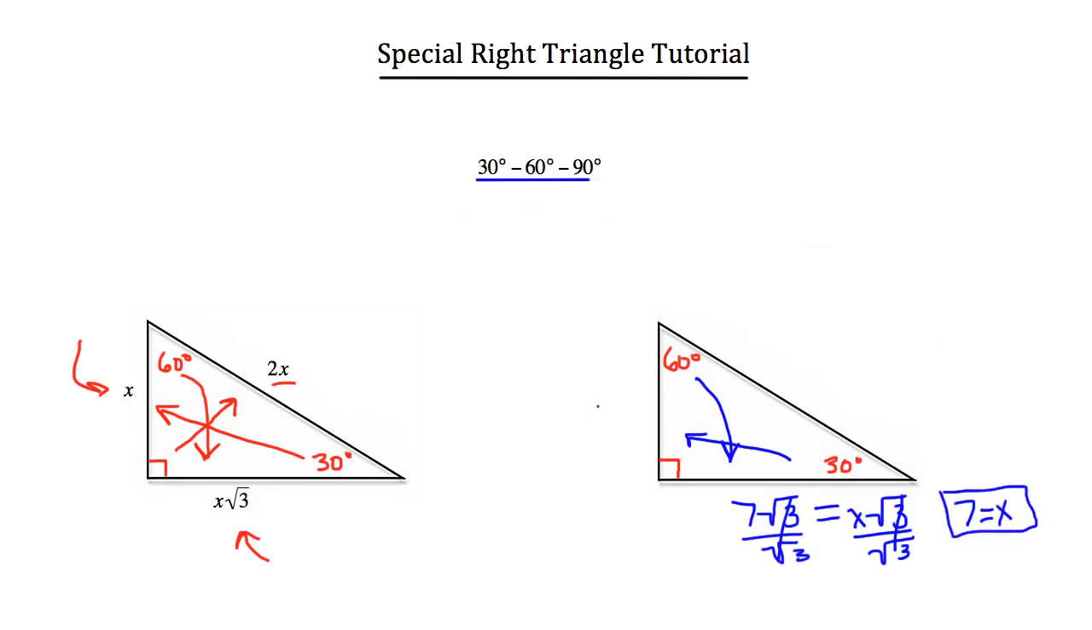Now we could just plug that value into the side directly opposite the 30-degree angle. And we could also plug that value in to the hypotenuse, since you know that the hypotenuse is just 2 times x. So in this case, 2 times 7, or 14.